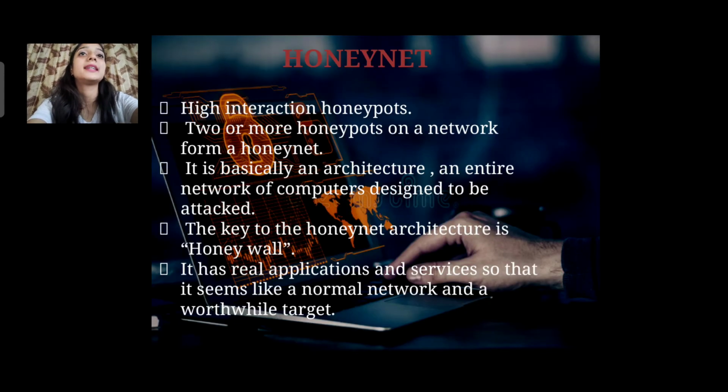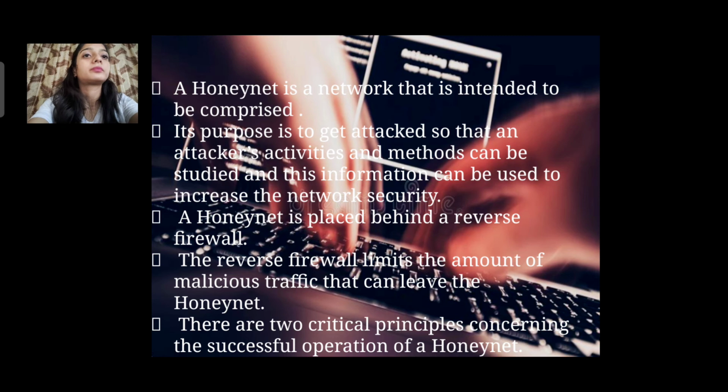Now, next is HoneyNet. As we know, HoneyNet is the example of high-level interaction honeypots. It is an actual network of computers. It provides real system applications and services for attackers to interact with. Any traffic entering or leaving through the honeypot is naturally a suspect. It is a network which contains one or more honeypots. It looks like a real network and contains multiple hosts.